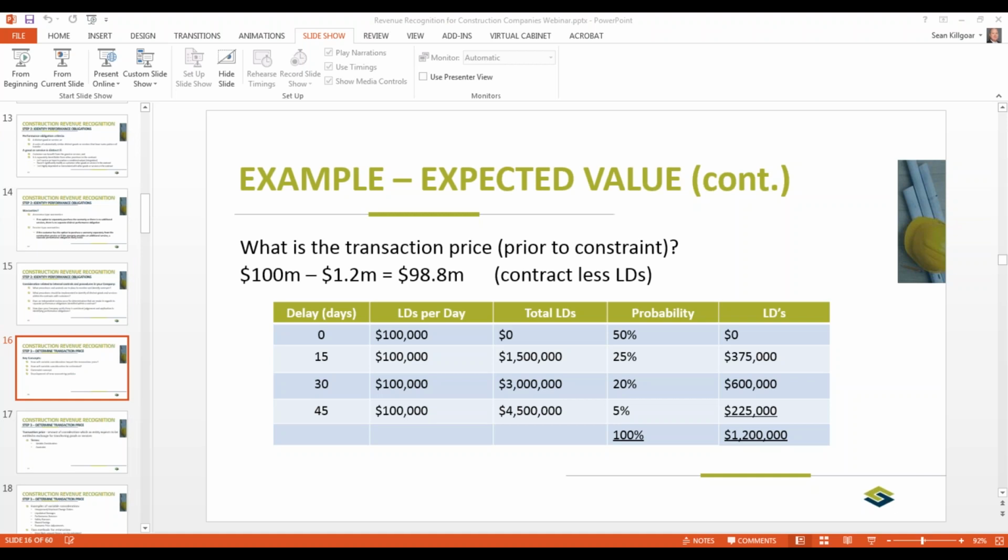So you can see you go through all the scenarios, all the probabilities to get to 100%, and then you record basically to come up with your transaction price of $100 million less $1.2 million in liquidated damages at $98.8 million. But this is key because this is prior to the constraint concept. So this is just, we're coming up with the value of the contract based on what we know and the fact pattern and contracts that are similar.